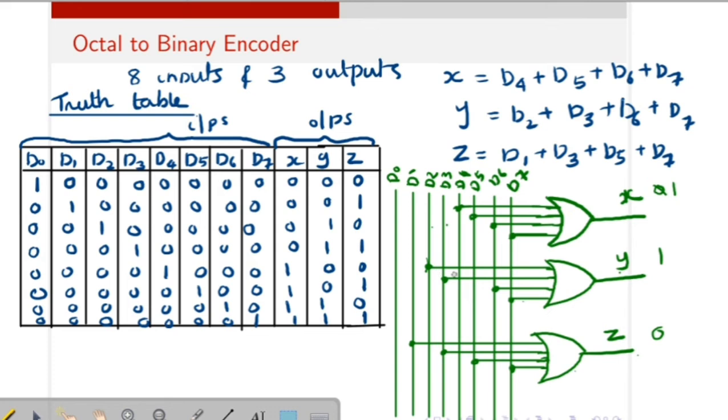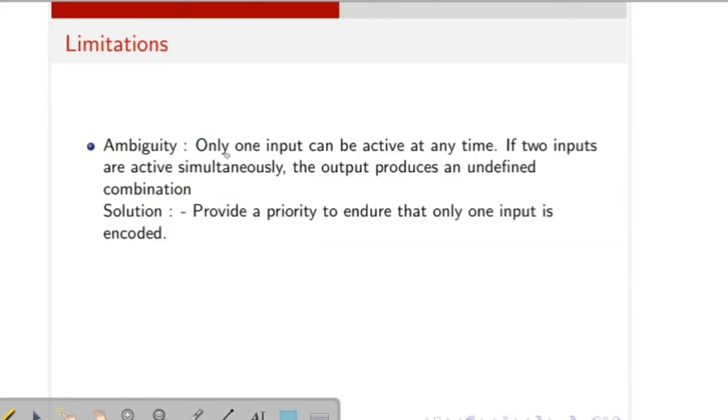When two inputs are active at the same time, it generates an undefined condition. For example, suppose D2 and D3 are active at the same time. It can generate only one binary value as output, but here both are active, so it generates an undefined condition. That is an ambiguity. That means only one input can be active at a time in the case of an encoder. If two inputs are active simultaneously, the output produces an undefined combination. The solution for this is to give priority to the inputs, to ensure that only one input is encoded.